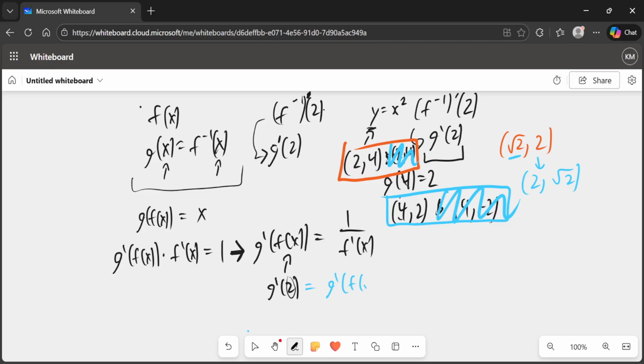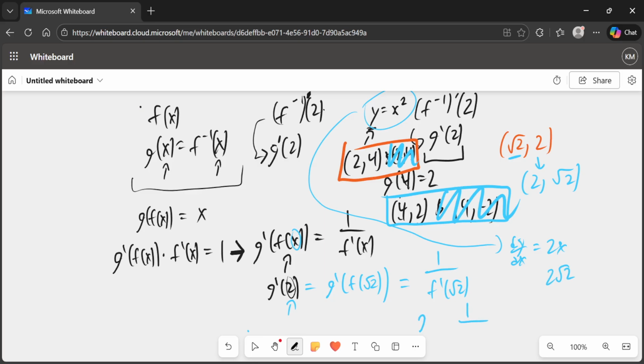F of root 2, right? So that's equal to 1 over... our x isn't actually 2. Even though it's asking for g prime of 2, our x is not 2, it's root 2. So that's equal to 1 over f prime of root 2. If we use this equation, dy/dx equals 2x. If we plug in root 2, that's 2 root 2. So the derivative g prime of 2 is equal to 1 over 2 root 2.